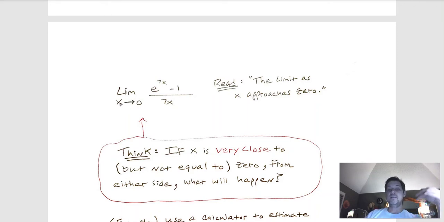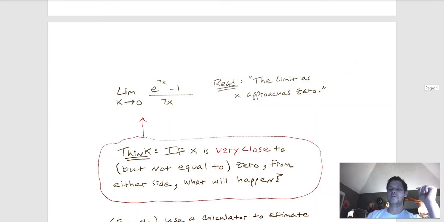All right, so we might say the limit as x approaches 0 for the function e to the power 7x minus 1 over 7x, or whatever that function is. Okay, so that's how you read it. Now, how you think about that as far as its meaning is that if x is very close to, but not equal to 0, from either side, what will happen? Okay, so 0 is no good for this function, but if the x is very, very, very close to 0 on either side of it, will there be some kind of predictability about what happens? All right, that's how you think of a limit.